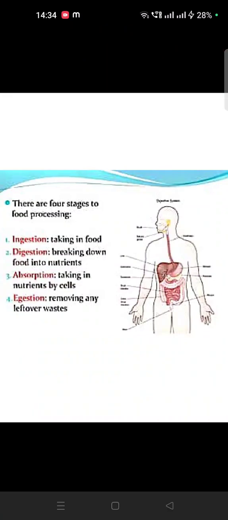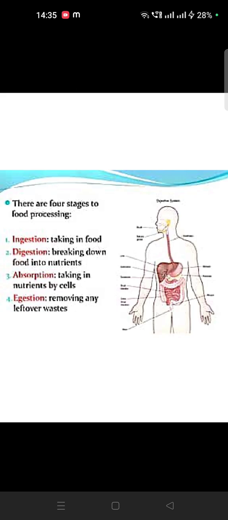So today I'm going to talk about gastrointestinal disorders. Normally it starts from the mouth to the anus for all the diseases. The first process is ingestion. So it will be taken in through the mouth, then digestion, then intestinal absorption, then egestion through the anus.